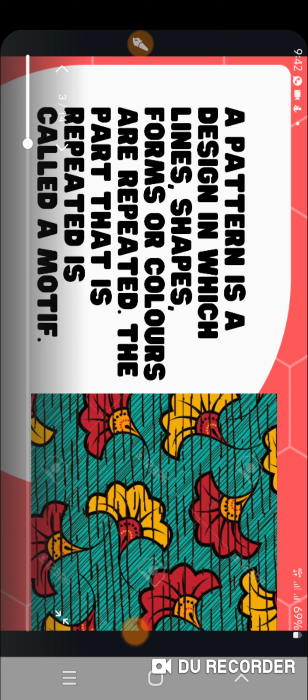Okay, using your own English, your words, anyhow you can describe it. Tell us the difference between motif and pattern. A motif is like one shape, okay? And a pattern is repeating that shape.